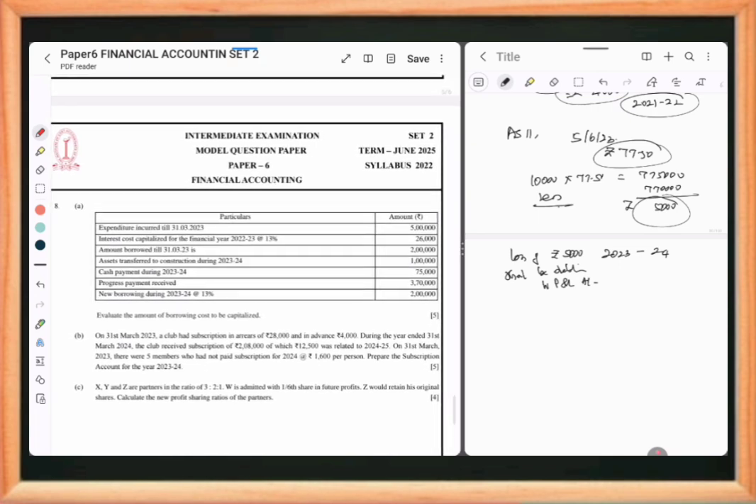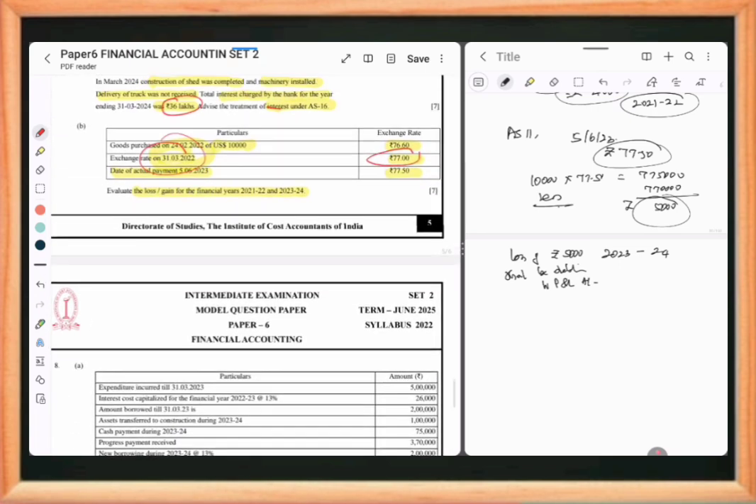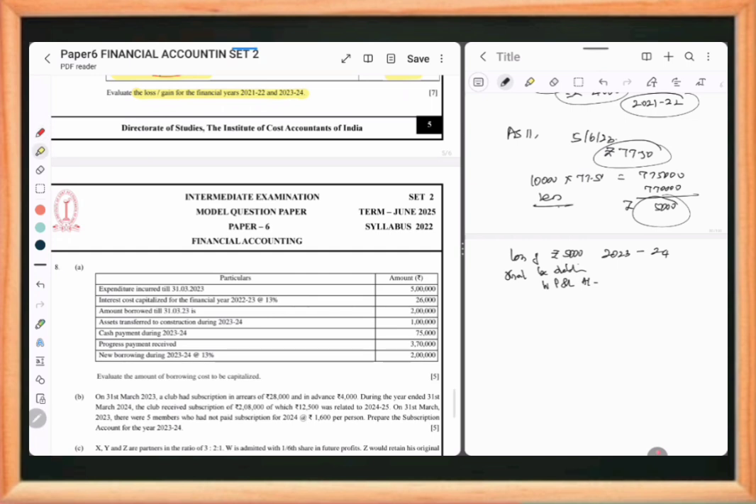This is question number 8. The expenditure incurred is 5 lakhs. The interest cost capitalized is 26,000. Amount borrowed 2 lakhs. Asset transferred to the construction, 1 lakh. Cash payment during 23-24, 75,000. Progress payment received 3,70,000. New borrowings 2 lakhs. So here the new borrowings are 2 lakhs, and the amount borrowed till 2023 is 2 lakhs.